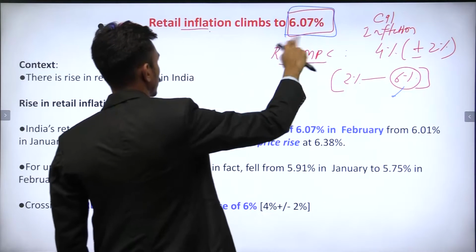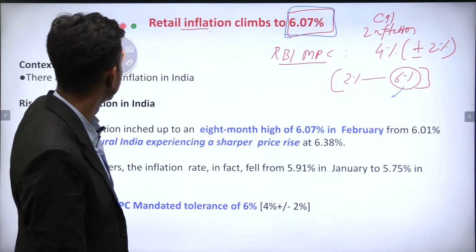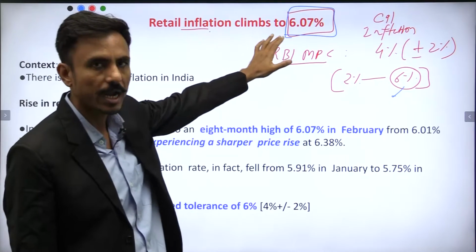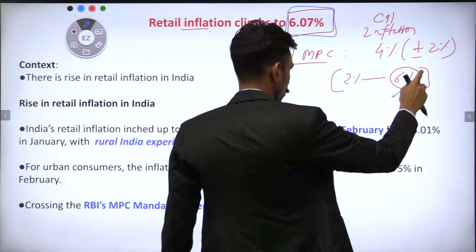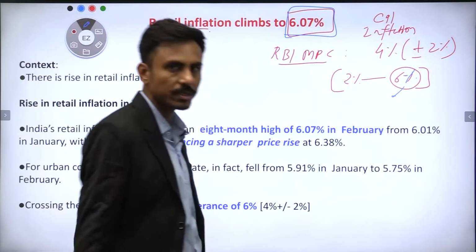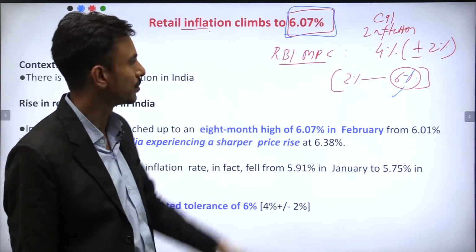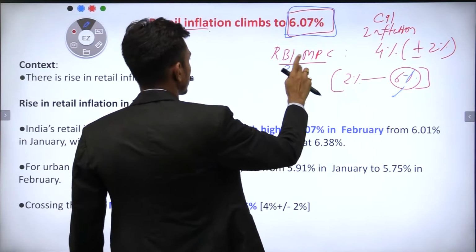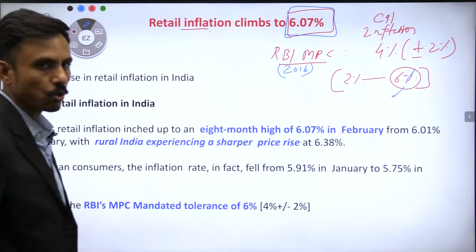We know that yesterday the figures came, and the retail inflation has climbed to 6.07%, right? That means it has overshot the tolerance limit as prescribed by RBI's Monetary Policy Committee, which was formed in the year 2016, right? So therefore it is a cause of worry.